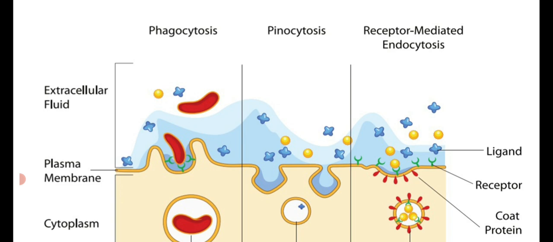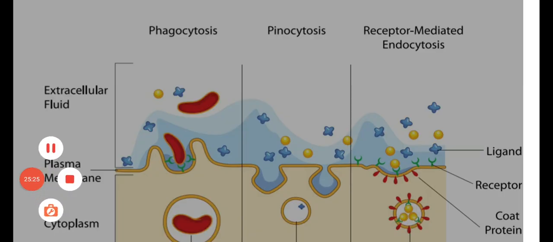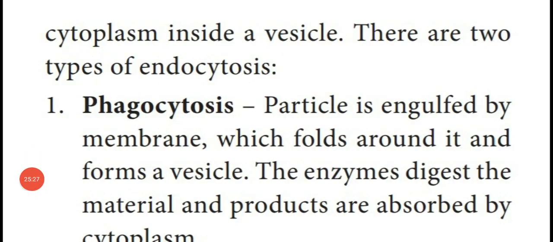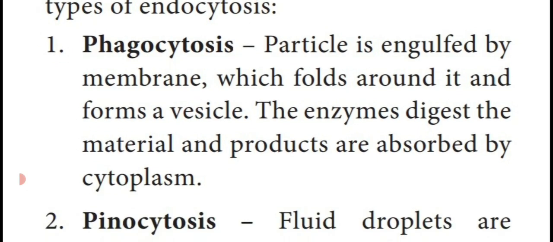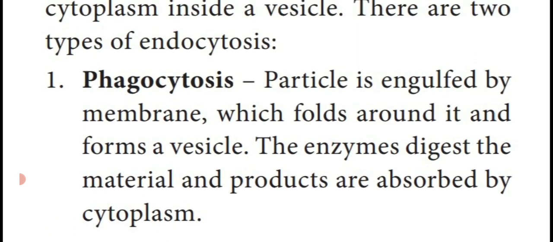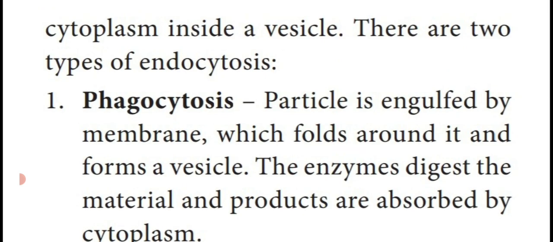This is also divided into phagocytosis, pinocytosis, and receptor mediated endocytosis. What is phago, pino, and receptor mediated endocytosis? We will see in the next paragraph. Dear students, the endocytosis is again divided into two types, pinocytosis and phagocytosis. First one, phagocytosis.